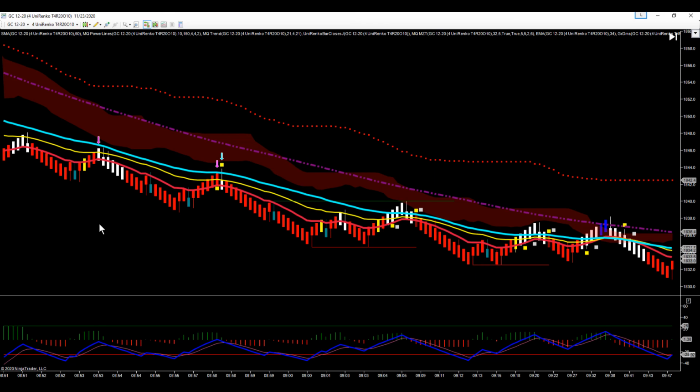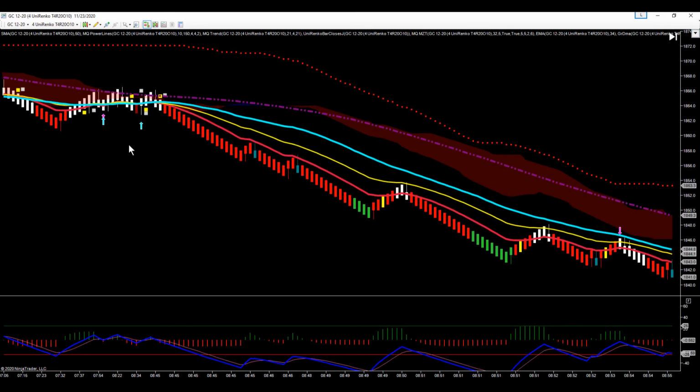But the initial setup was really, really good, and you were able to grab a nice push to the downside in gold this morning.